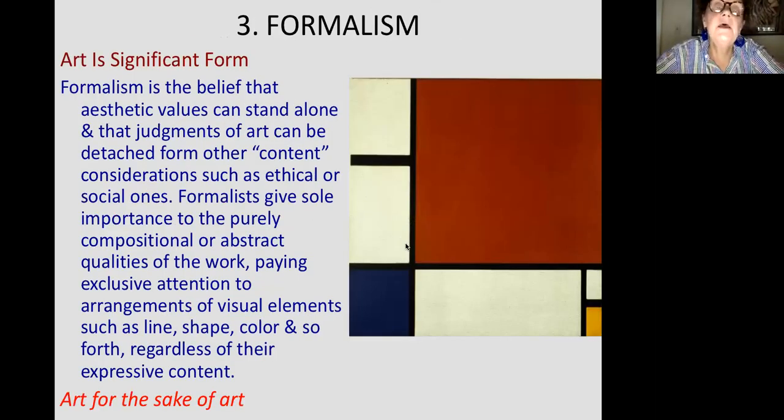So the third modality I introduced was formalism. And technically that is art that is considered significant form. And the premise for formalism is that aesthetic judgment can be detached from content, meaning moral or social ones. And formalists give importance to the purely abstract compositional qualities: the visual elements such as point, line, color, shape, texture, and so forth.